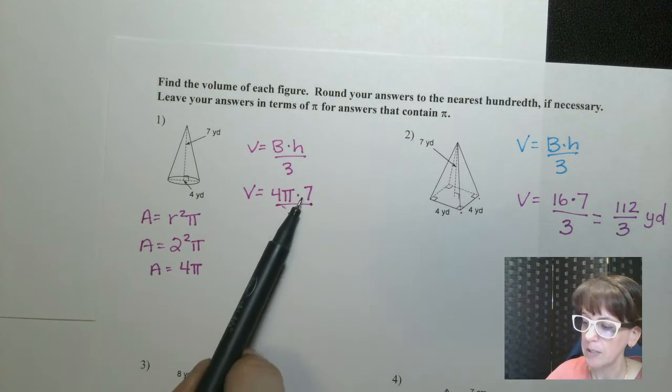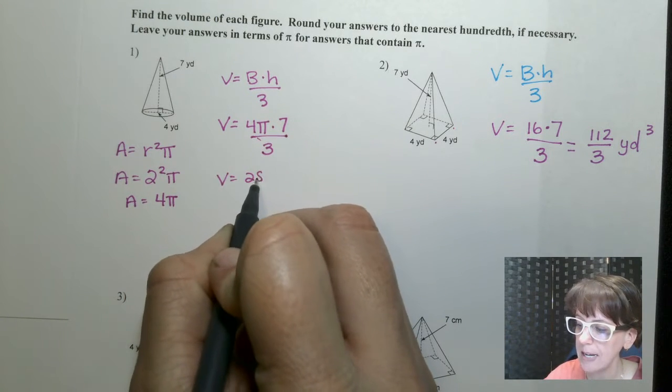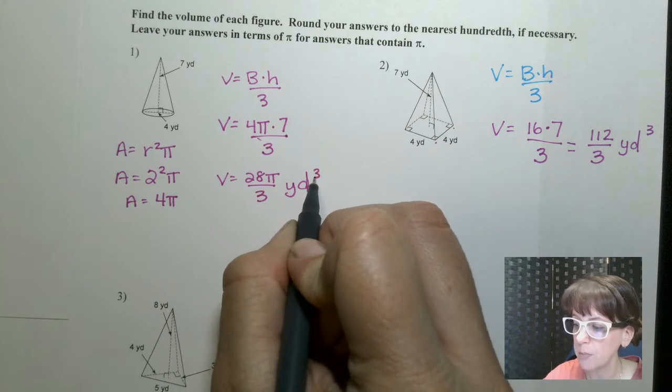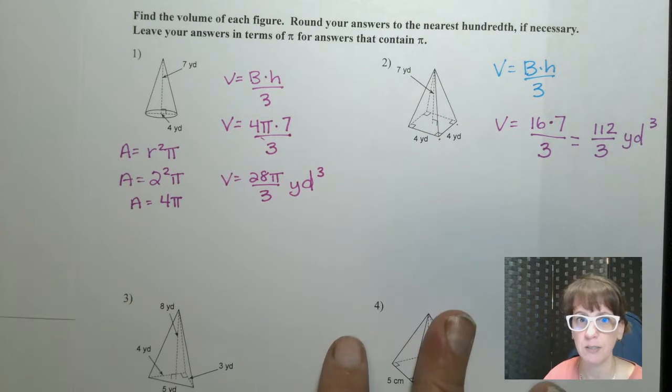Now 4, 3, 7, I can't cancel anything out, so I have volume equals 28 pi over 3 yards cubed. And it's best to leave it in terms of pi. Same with these other fractions.